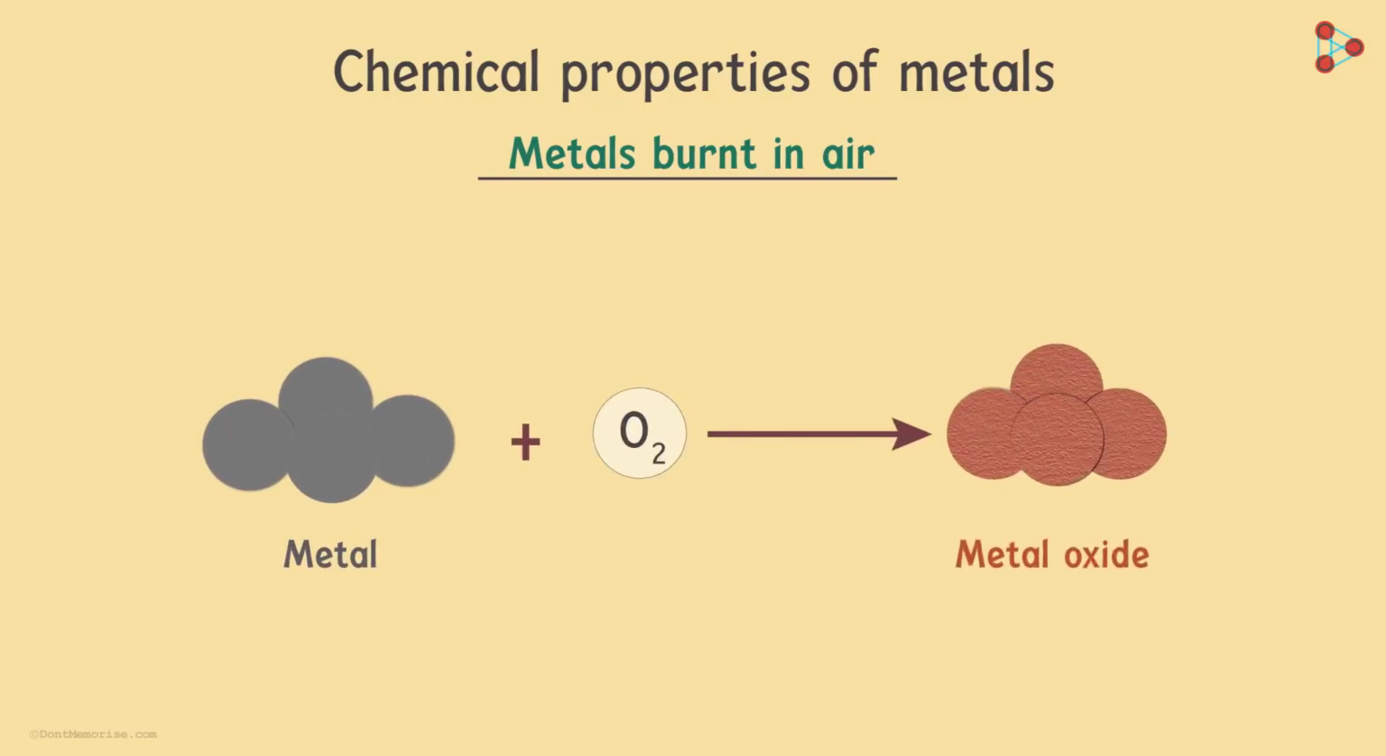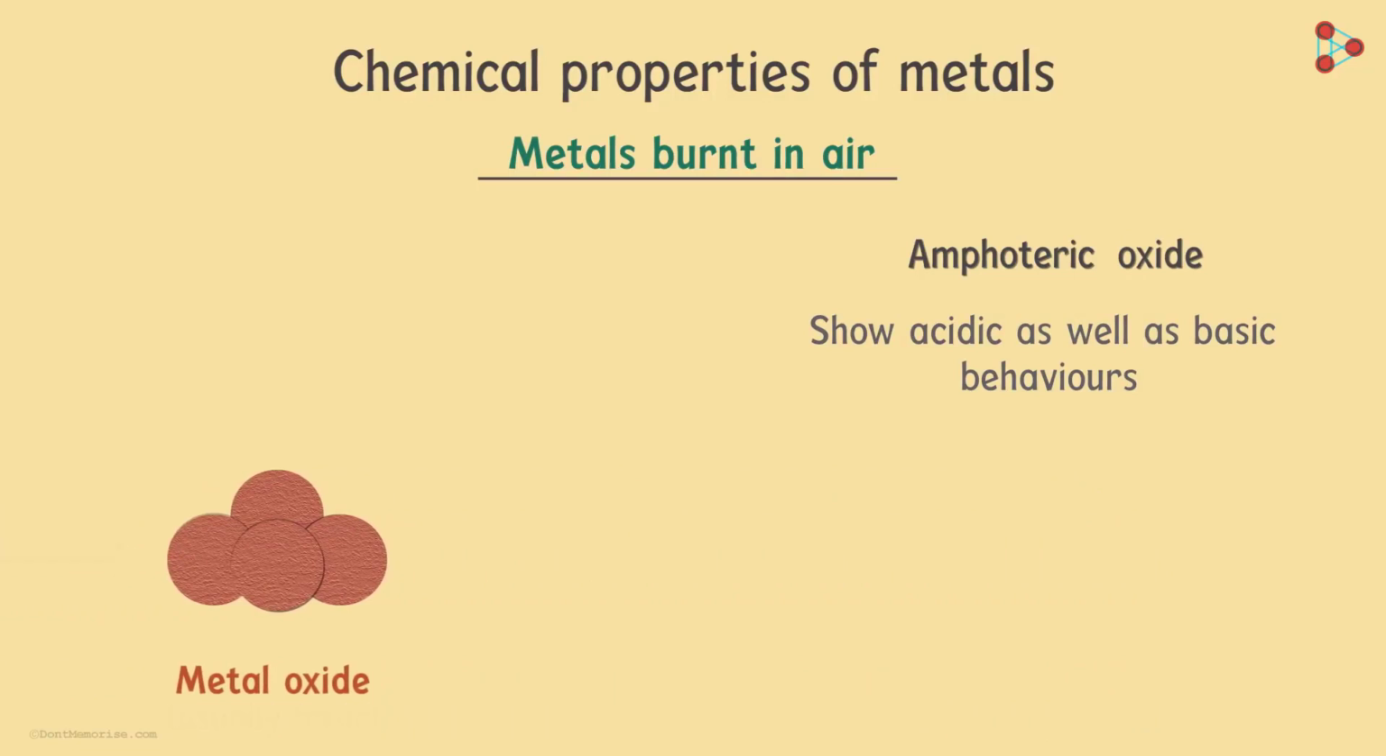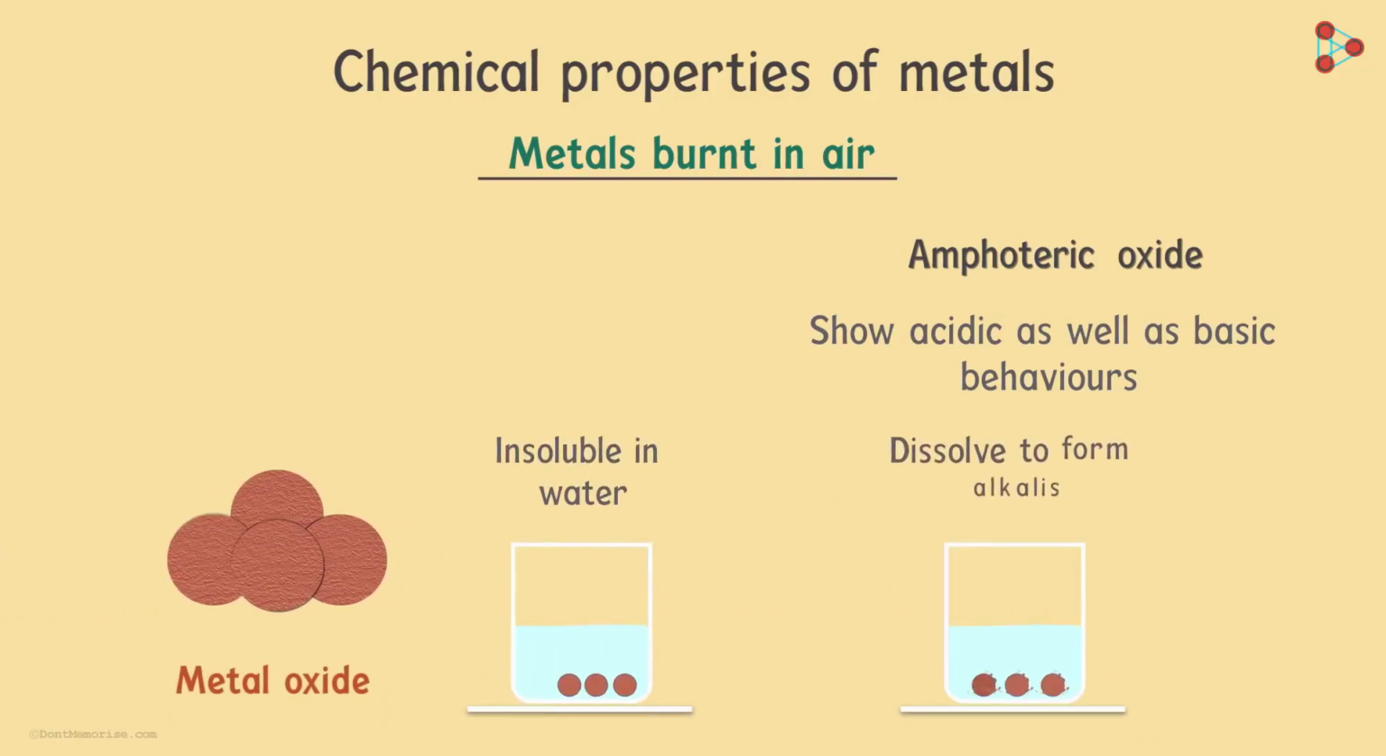The most important point to note here is that almost all metals react with oxygen to form metal oxides. These metal oxides that are formed are usually basic, but they can also be amphoteric. What do we mean by amphoteric? Metal oxides which may show acidic as well as basic behaviors are known as amphoteric oxides. Most metal oxides are insoluble in water, but some may also dissolve to form alkalis.